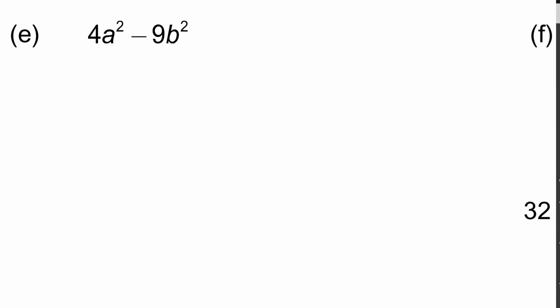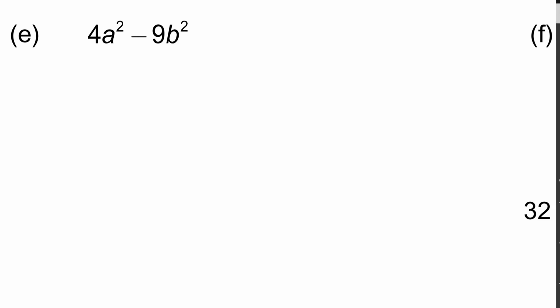Yeah, difference of squares. Because it's a difference, and both of these are squares, 4a squared and 9b squared. Two things are squares, and the difference of them, subtraction. There are 2 special cases: difference of squares and perfect square trinomial.